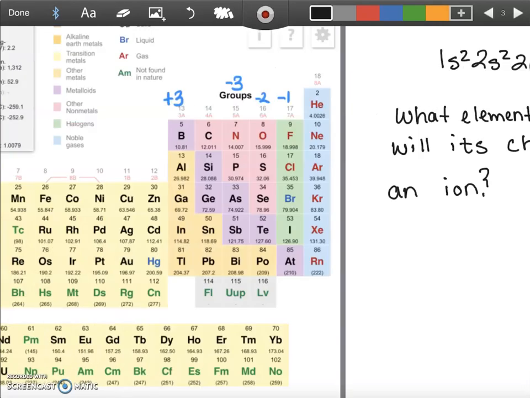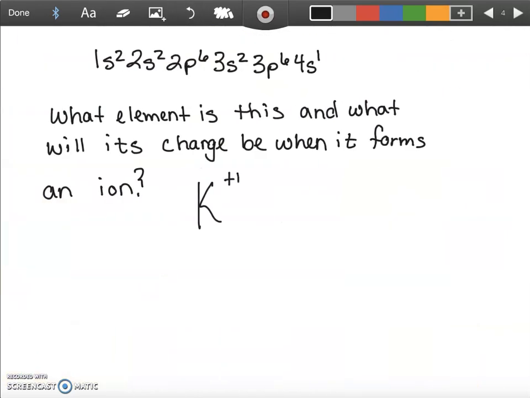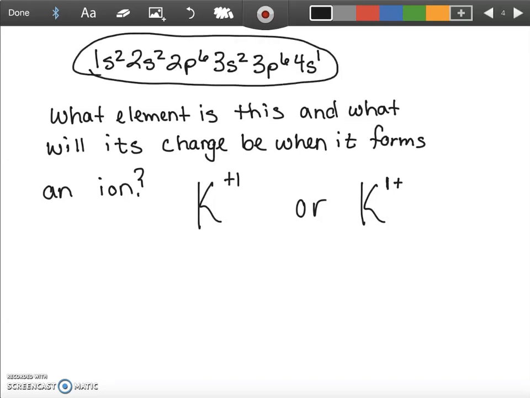If we come back here to our periodic table, we can find potassium here in the first group that forms a 1 plus charge. So potassium will form a 1 plus charge. You can just as easily write this as K 1 plus as well. Both of them are considered correct. This, by the way, is not the electron configuration for the ion. This is the electron configuration for the neutral atom. Okay? If it was the electron configuration for the ion, the question would have to tell you.